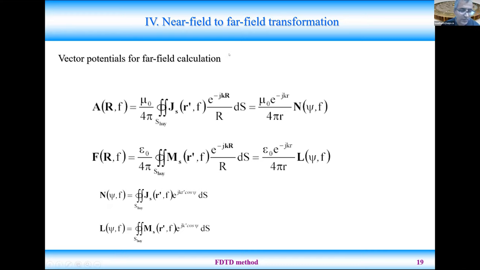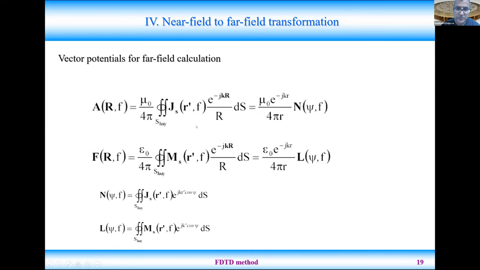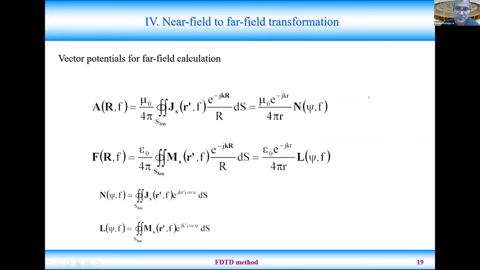So using the surface current density, we're going to write the vector potential for the far field. The vector potential A at the position r at frequency f is mu zero over 4 pi, an integration over the Huygens surface of Js(r', f) times exponential minus jkR over R, dS'. So r' is on the Huygens surface, so we integrate over the whole Huygens surface. And R is this direction that we see here. Here we have the phase term of the plane wave, and here we have the amplitude decrease of 1 over R for the vector potential.